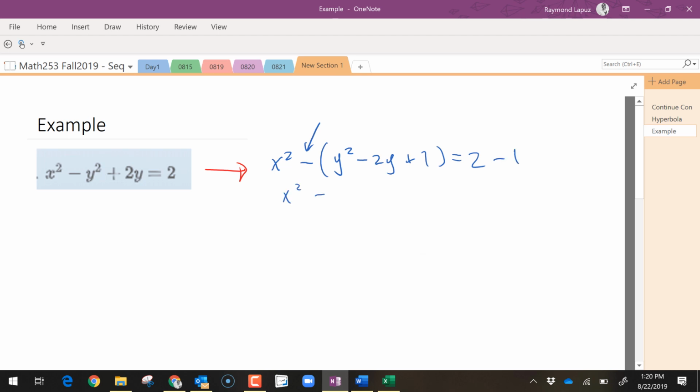Makes x squared minus (y minus 1) quantity squared is equal to 1. I did that right, I hope. Okay. All right. So now that we know that, we know a is equal to 1, y naught is equal to 1.